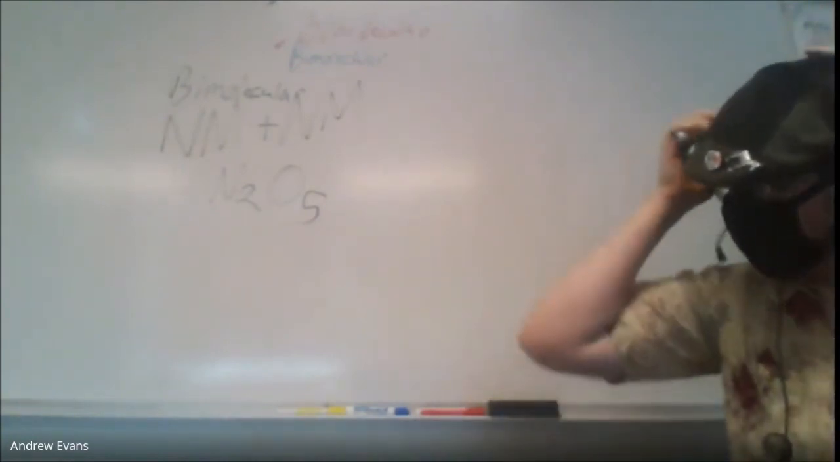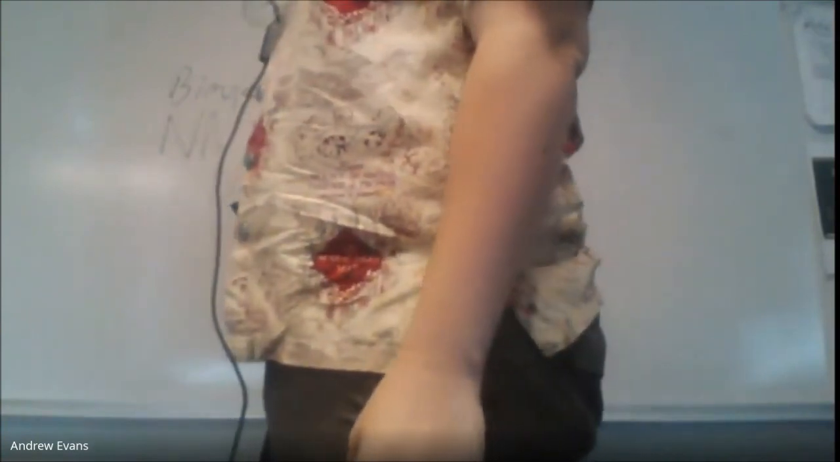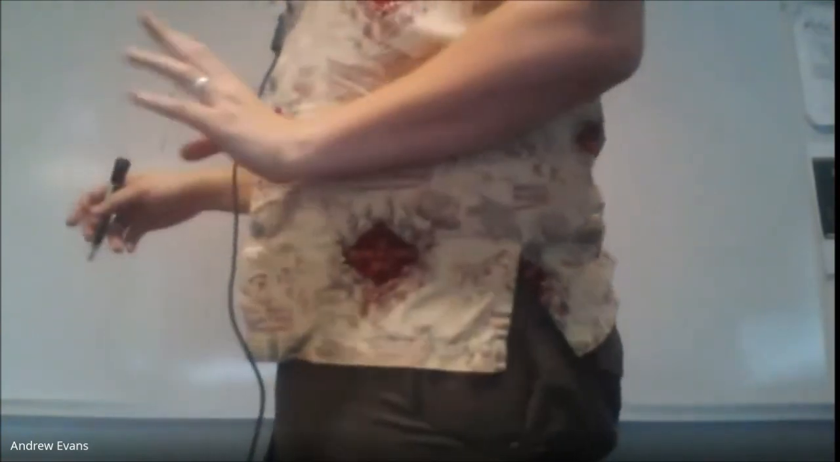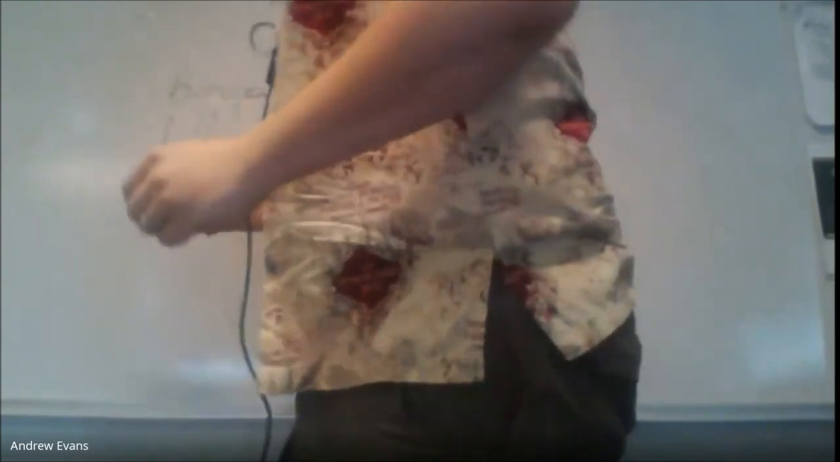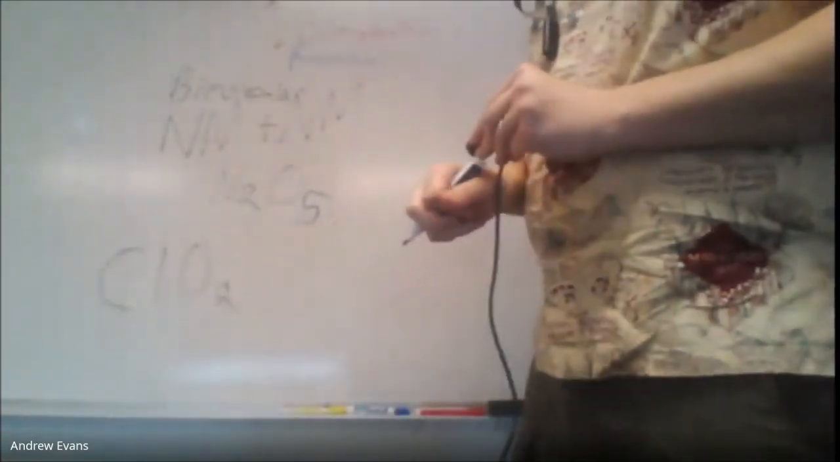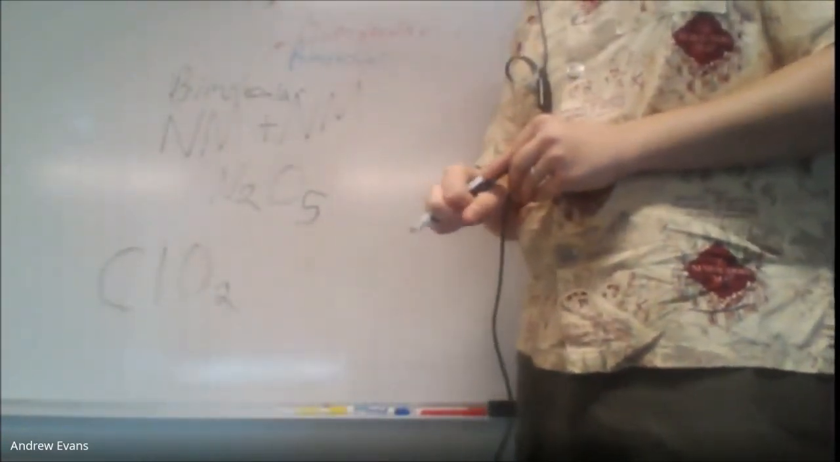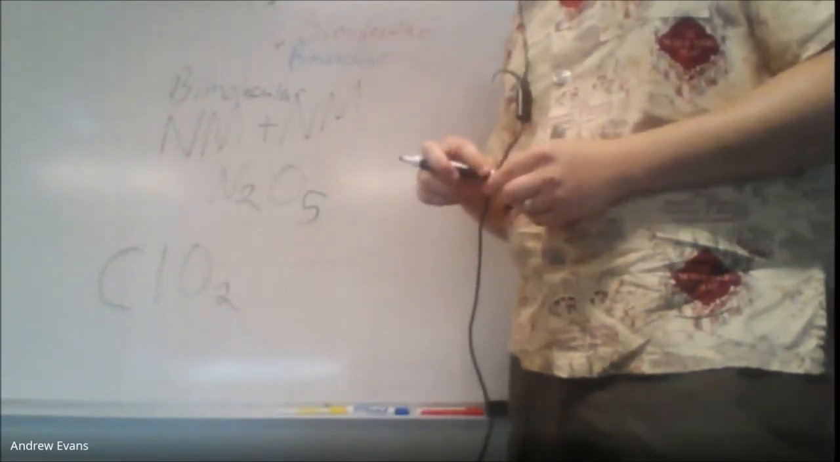Keep that in mind. There's one exception, and that is halogens come before oxygen. Typically the first element is named first. So you're going to see this as, assuming my marker doesn't die on me, ClO2. We would not call that dioxomonochloride. You would call that chlorine dioxide.